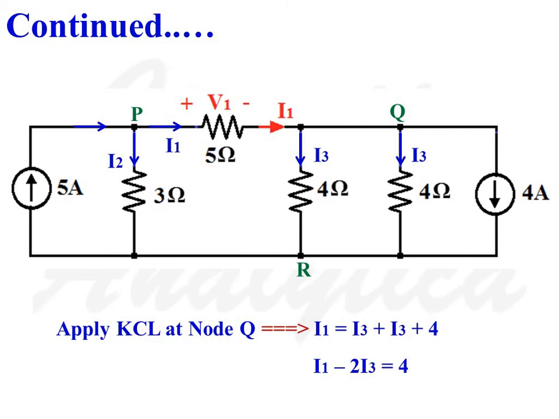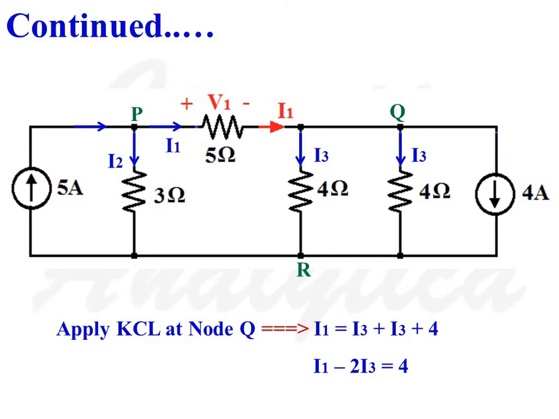Apply KCL at node Q. There are 4 currents associated with node Q: I1, I3 and 4 ampere. So here I1 is incoming and the other currents are outgoing. Therefore we can write I1 is equal to 2I3 plus 4, or I1 minus 2I3 is equal to 4.